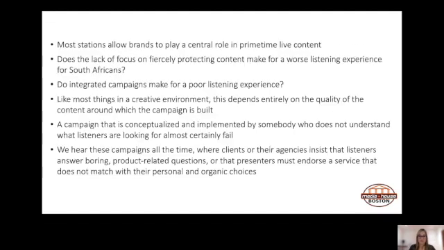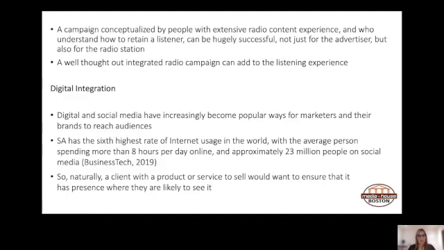So it's really important that you make the separation here between whether a campaign is conceptualized and implemented by someone who doesn't understand what listeners are looking for versus someone who has extensive radio content experience and who understands how to retain a listener. So that was purely looking at integrated campaigns. Now we move on to looking at digital integration.